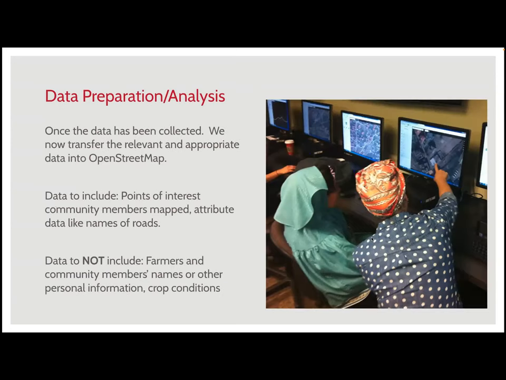Cool. After we've collected all this data, it's really nice, but it's all on paper. All of us have been trained on more digital data analysis techniques, and so the next step is to transfer that data to a way we can analyze some of it. Like I said earlier, we're all big fans of OpenStreetMap. So moving things there, like points of interest that the community members have pointed out, and attribute data, like names of roads, will be very important.